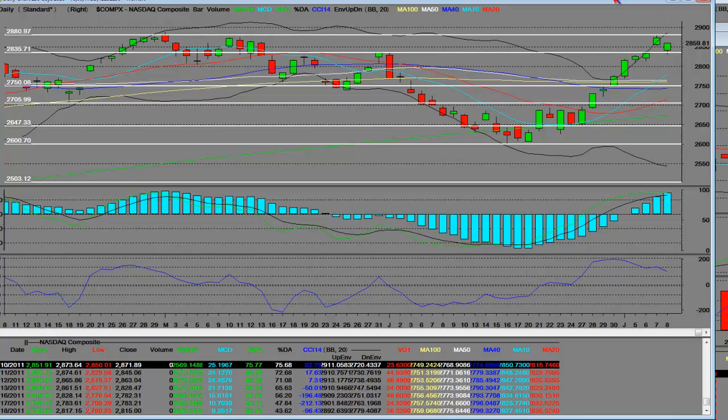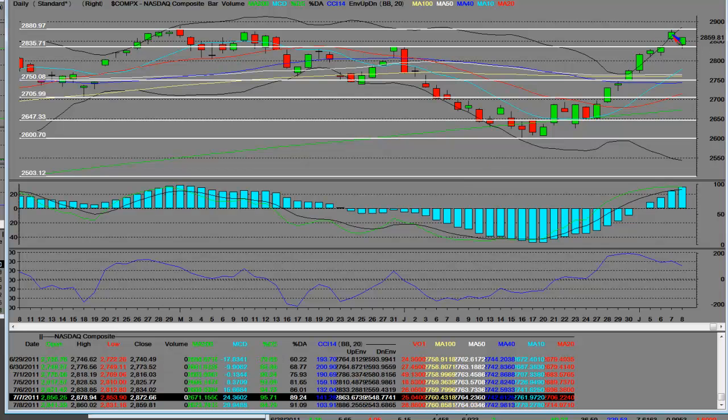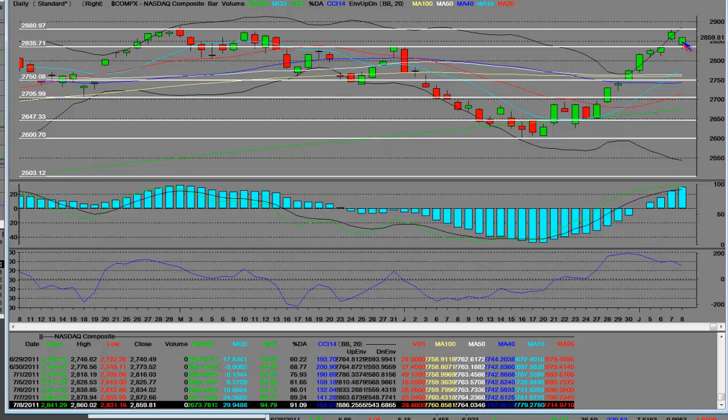Have you ever heard of buy the rumor, sell the news? People are buying the dips at an overbought short-term level up here. 95.71% is higher than the last reversal. Right here, it clocks at 94.79.